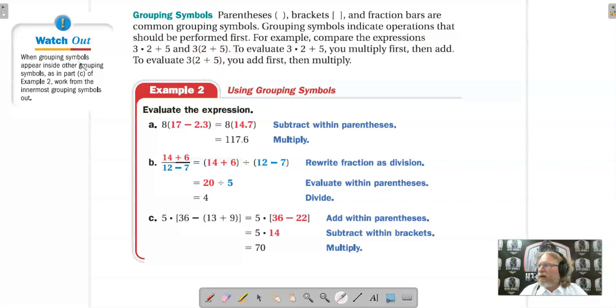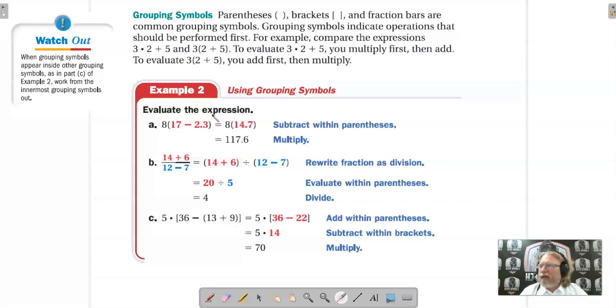So watch out when grouping symbols appear inside other grouping symbols, as in part C of example 2. Work from the innermost grouping symbols out. So it's talking about C down here. Notice that's parentheses inside of brackets. We would have to work from the inside, working our way outside. Look at that in a moment.